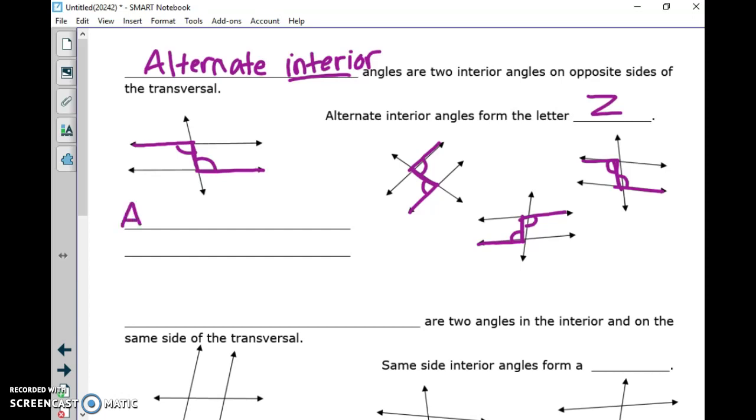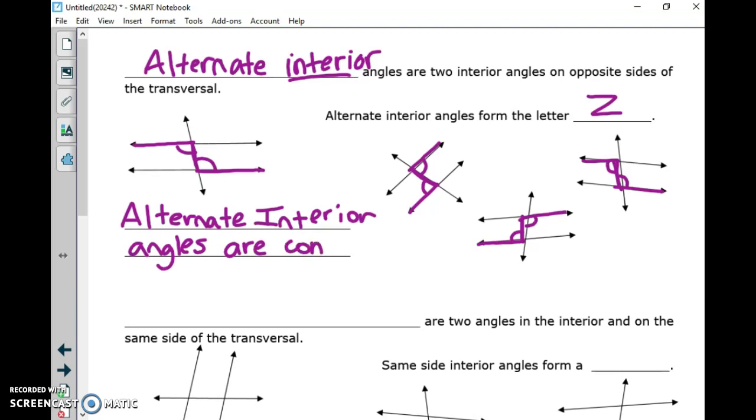And what do we know about alternate interior angles? Alternate interior angles are congruent.